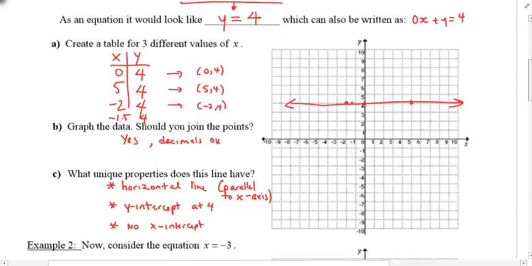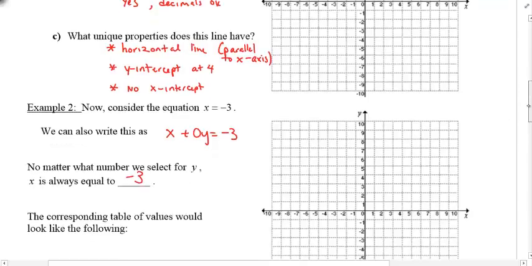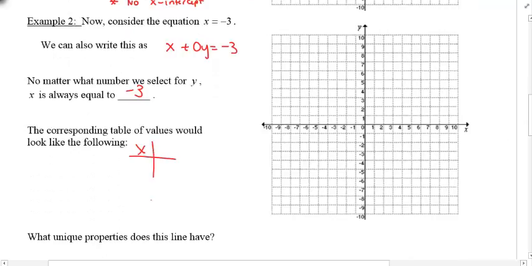Okay, how about the next one now? How about an equation that only involves x? Let's consider this equation: x equals negative 3. You could also write this as x plus 0y equals negative 3, but once again, why waste time? In this case, no matter what number we select for y, x is always equal to negative 3. If I ask you to make a table of values, this time the x value is always negative 3. You choose whatever y value you want. So 0, 2.5, negative 5. Sure, whatever else you choose. And go ahead and plot these points.